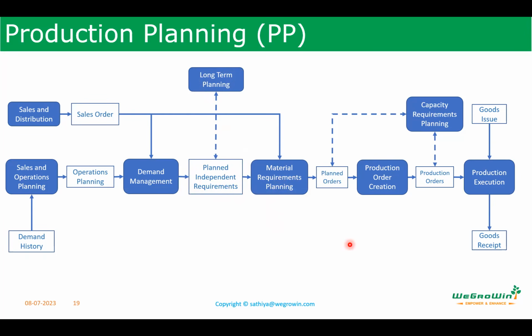That is the requirement determination, the MM. Planned orders are converted into production orders and they are all released. We can also check the capacity, then execute the production. During execution of the production, goods are issued for consumption, goods are received, and the finished goods are received.